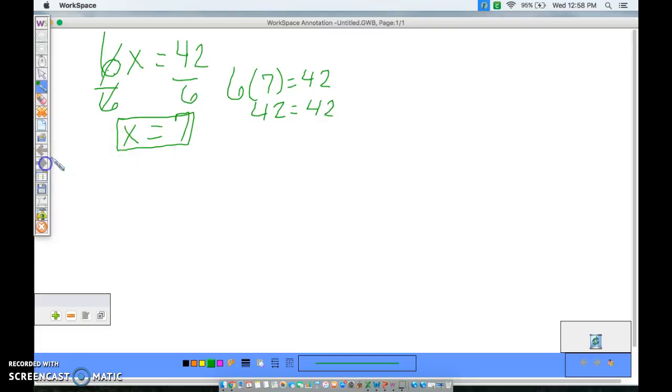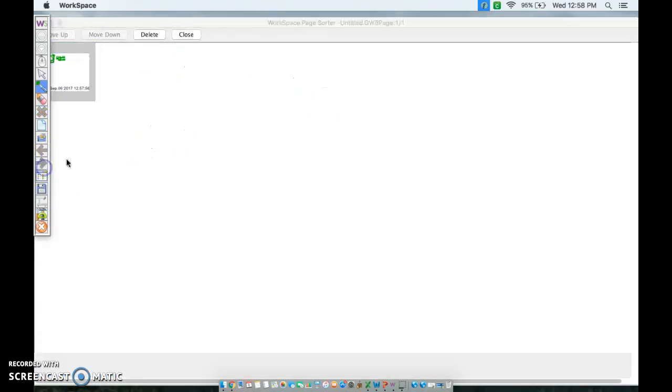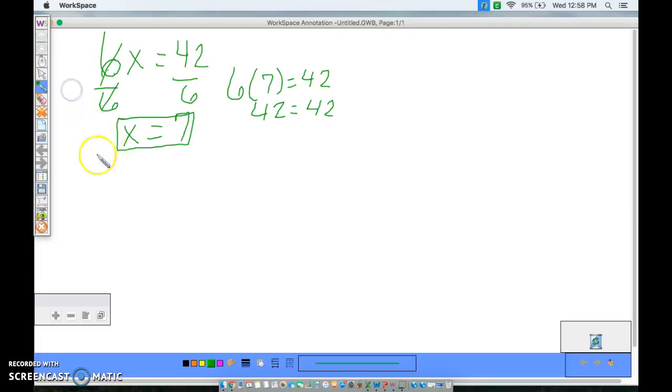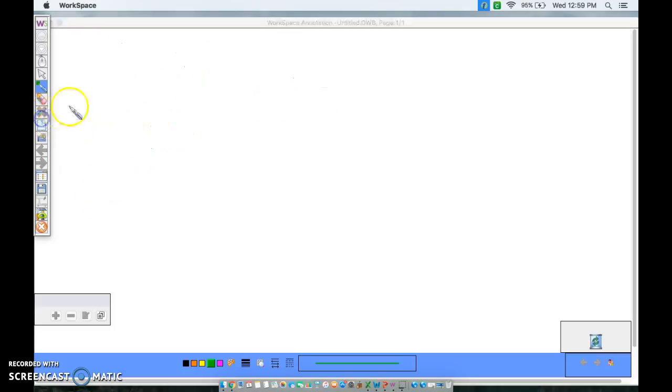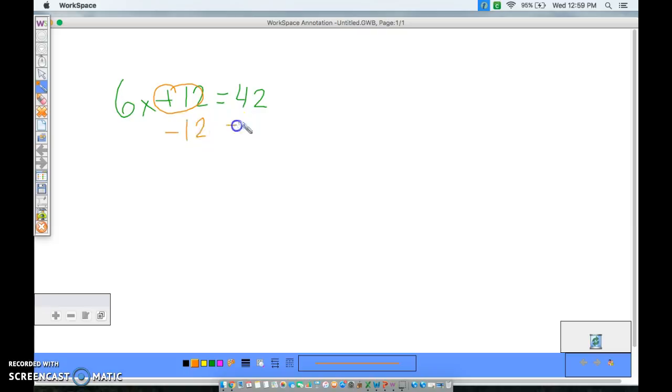All right, so if we want to do a more complicated equation that has a coefficient and a constant, so let's say we want to do 6x plus, let's say, 12 equals 42. First thing you're going to do is we are going to use inverse operation to move our constant. So that's adding 12, so we're going to subtract 12 from both sides.